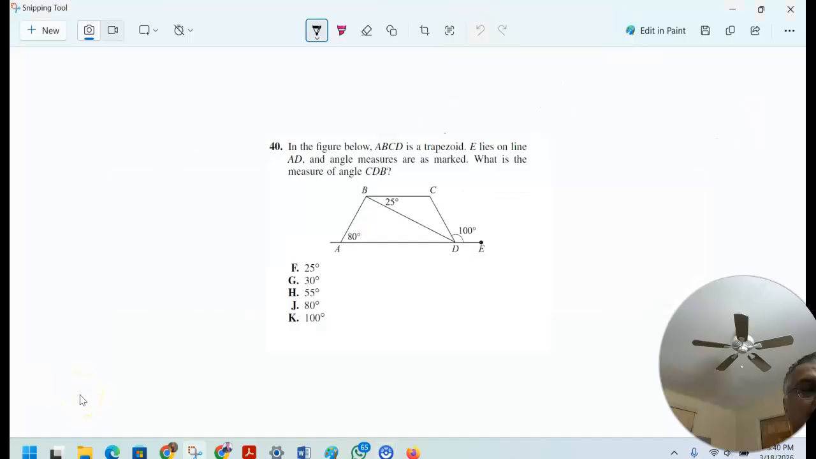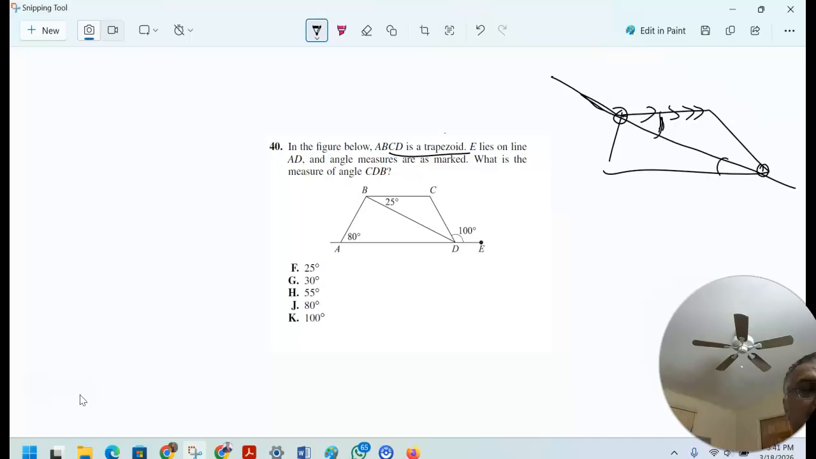So ABCD is a trapezoid. And what is the meaning of a trapezoid? Basically it means these two sides are parallel. So if I have a line joining this point, this becomes a transversal, then this angle and this angle have to become equal, alternate interior angles. So if this is 25, this also is 25.